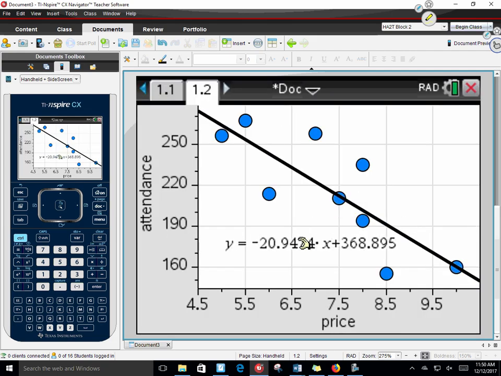So there's your equation that we need to write down. If it doesn't say to round, you should write all the decimals given. So y equals negative 20.9474x plus 368.895.